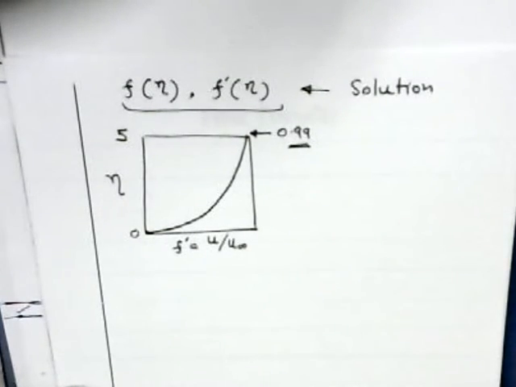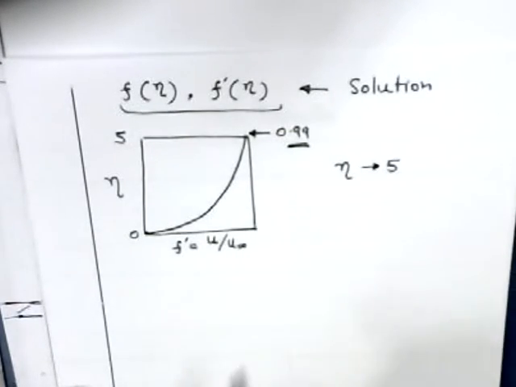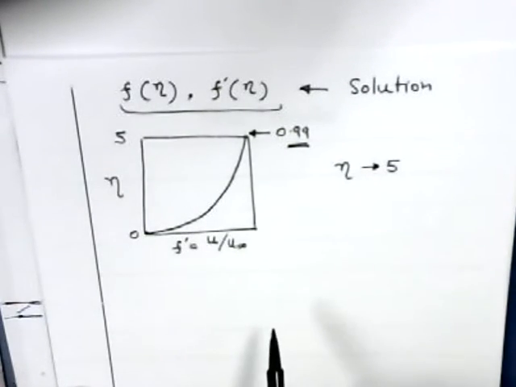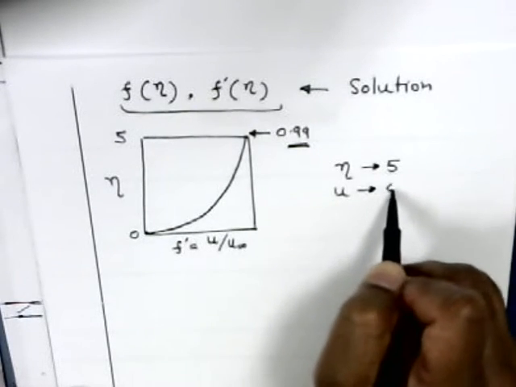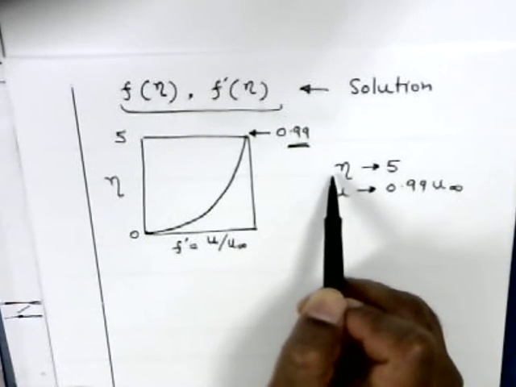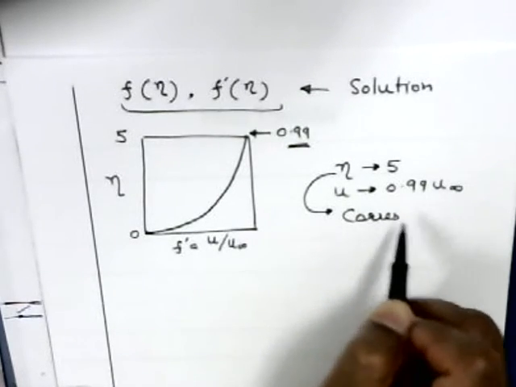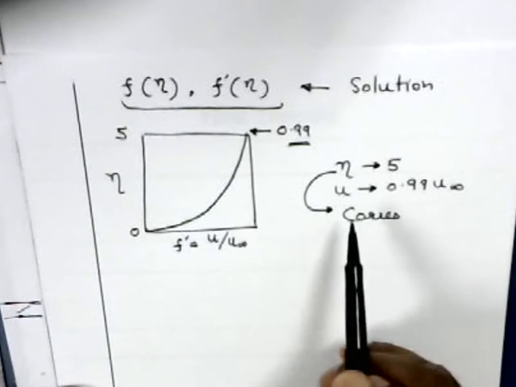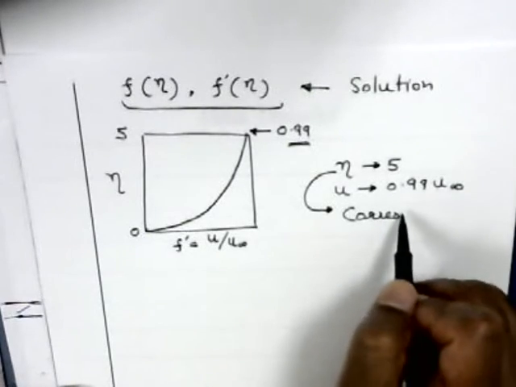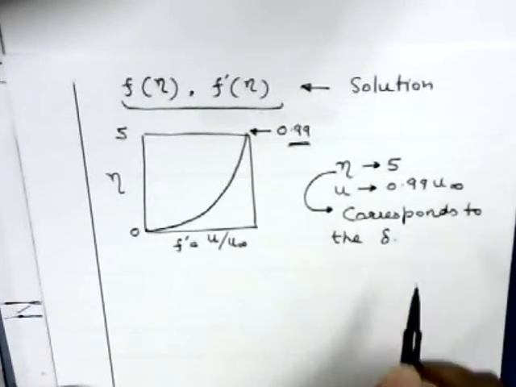Okay, so when eta is 5, u over u infinity, that is f prime, is 0.99. So u is 0.99 u infinity. That means this value of eta equals 5 corresponds to delta, because this is how delta is defined. Boundary layer thickness is defined as the distance at which velocity becomes 99% of free stream velocity. So this corresponds to the boundary layer thickness delta.